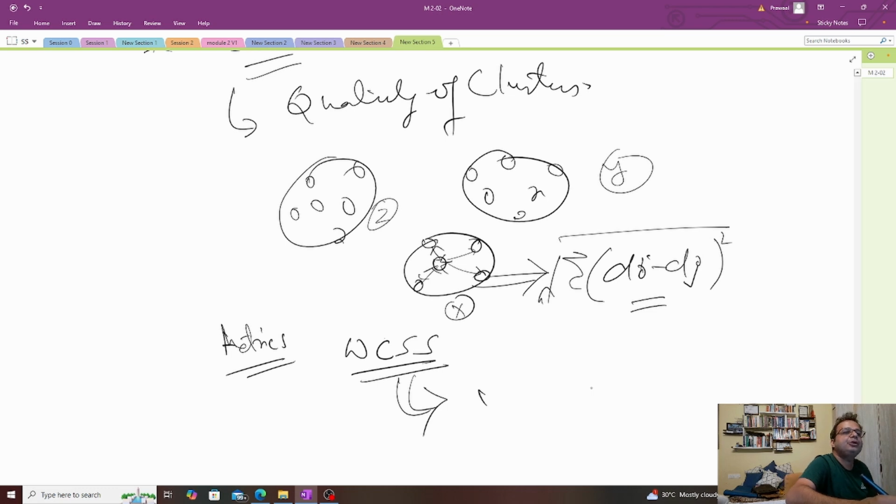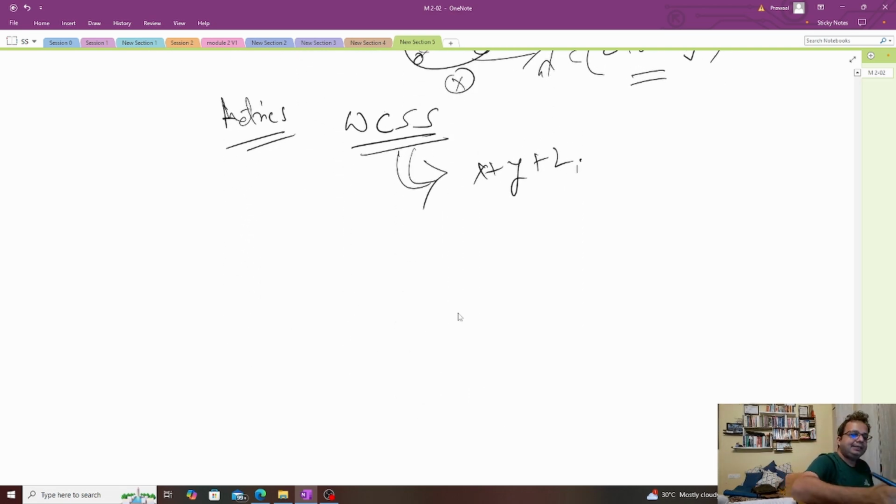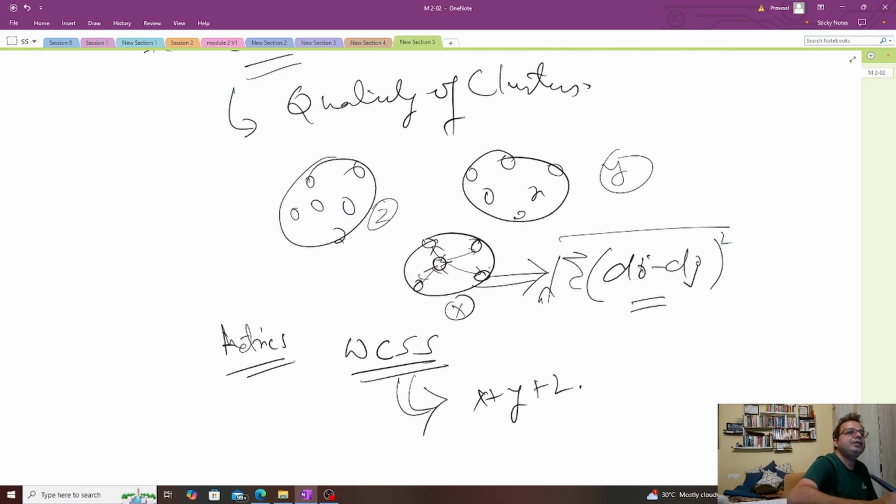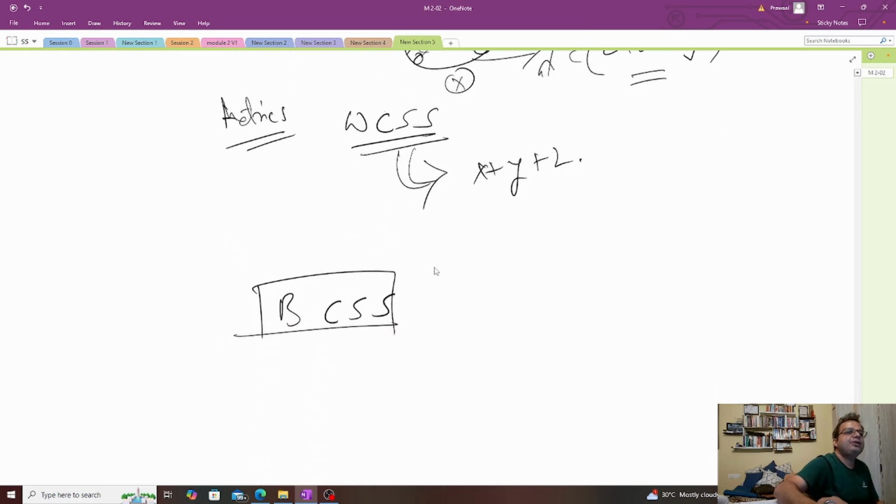So your total is going to be x plus y plus z. So that's the within cluster sum of squares. And then there is one more metric which is used, which is called between clusters sum of squares. This tells how far apart the clusters are from each other, because while we want the clusters to be cohesive, we also want the clusters to be far distant from each other. So this is probably an easier thing to calculate.